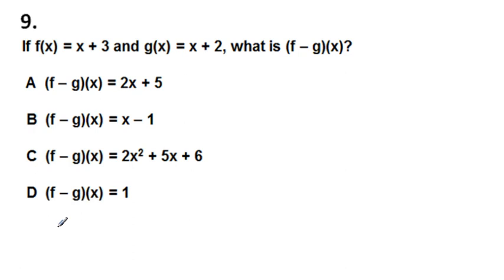We go on to the next problem, 9. If f of x equals x plus 3 and g of x equals x plus 2, what is f minus g of x? Had a lot of people get this one wrong that shouldn't have. So what you're doing here is taking this function, x plus 3, and subtracting this function, x plus 2. So let's line them up and subtract. We have x minus 3, or excuse me, I said x minus 3, I meant x plus 3. And we're going to subtract out x plus 2.